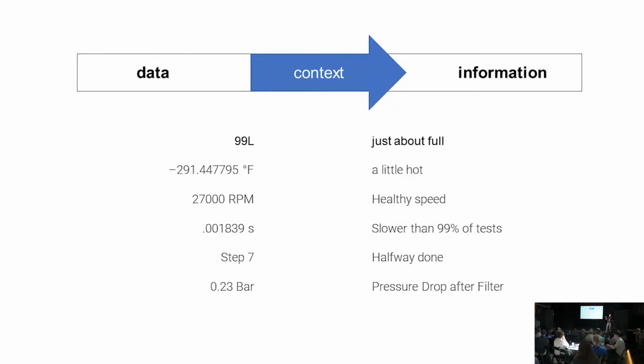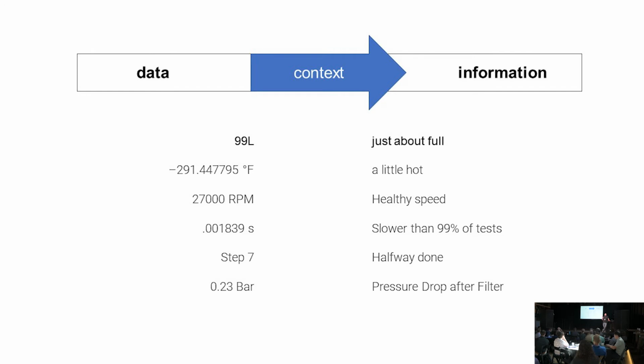27 RPMs, healthy speed. I get my warm and fuzzy feeling knowing my engine's healthy. I know that we're on step 7. I know that means we're halfway, and that tells me a lot of information. Or I know that, oh, that pressure drop, because I knew the physical context. That gives us some information. All right, so now we've taken data, we've added context, and we have information.